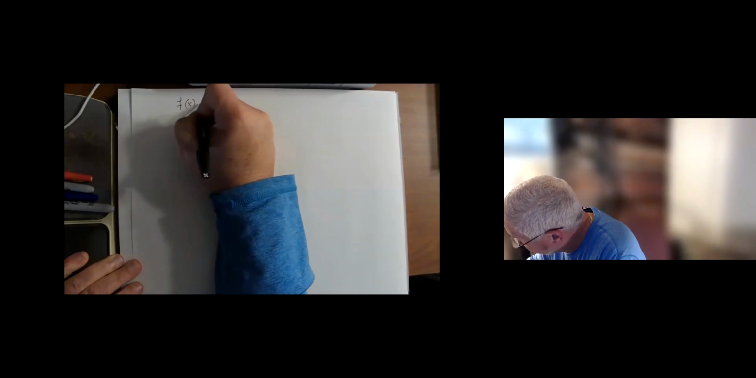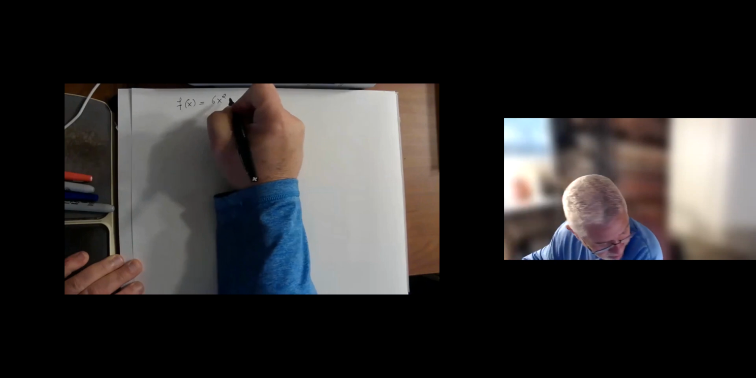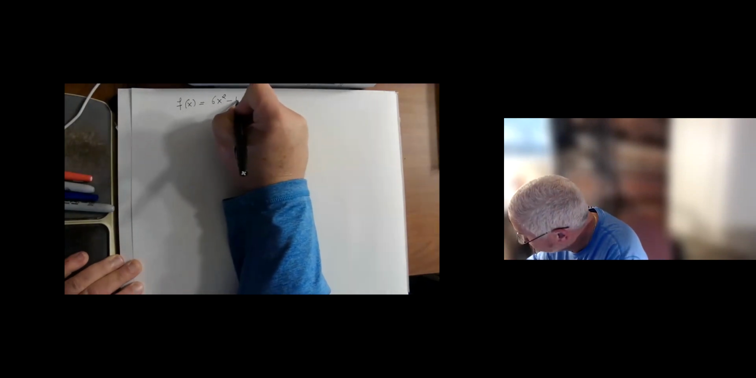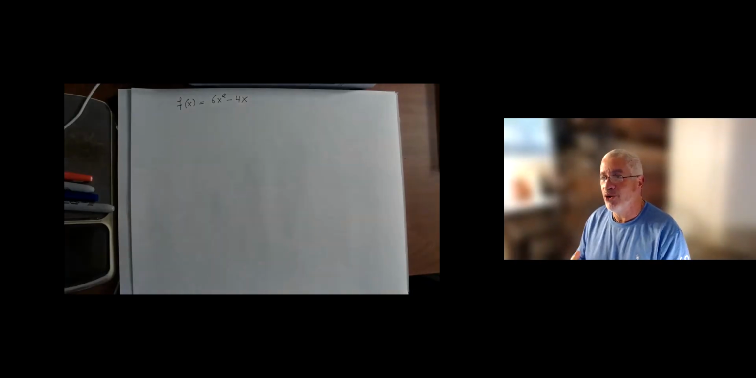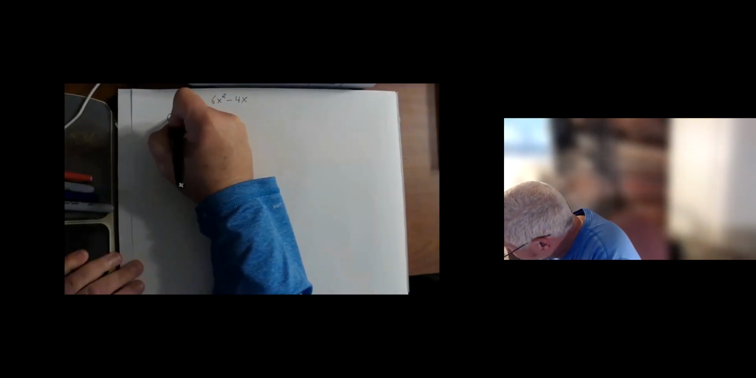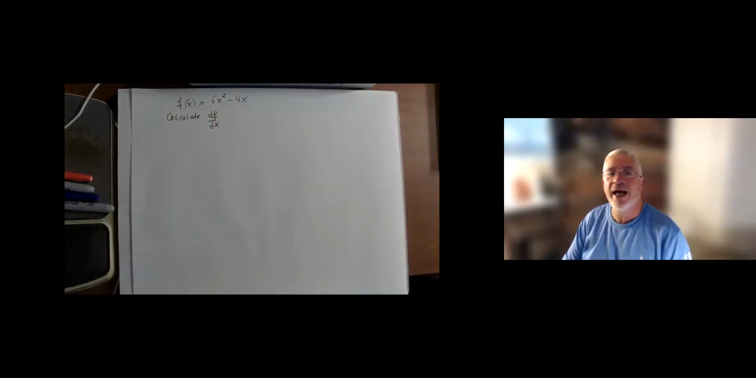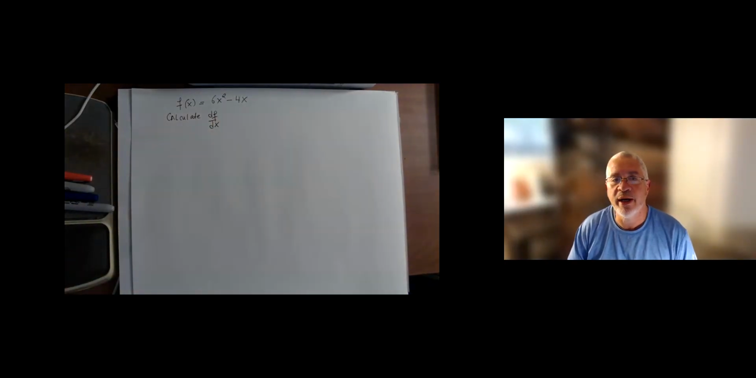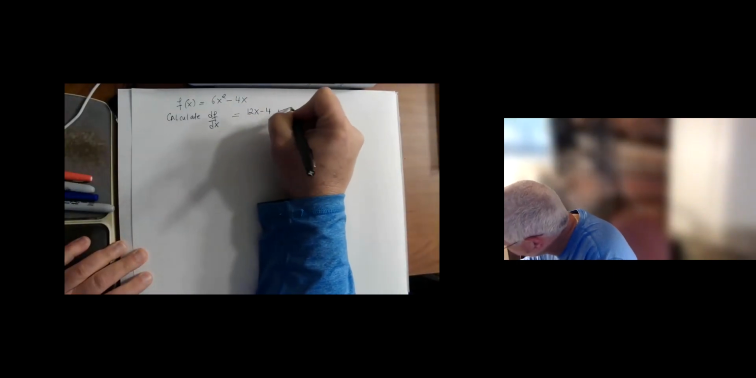If I give you a function, let's say f of x equals 6x squared minus 4x, and then I ask you, I'm going to arc back to your calculus course here, to calculate the derivative of the function with respect to x. Most of you would tell me the derivative is 12x minus 4, right?